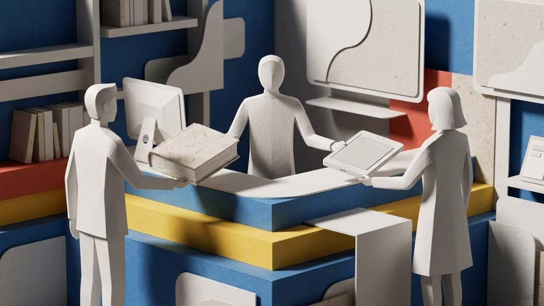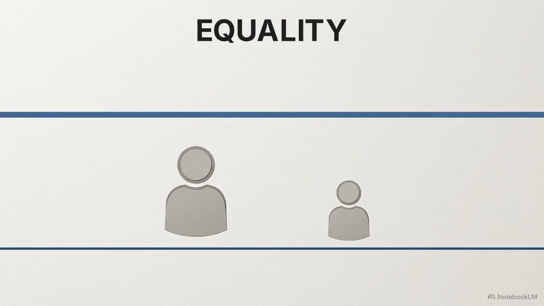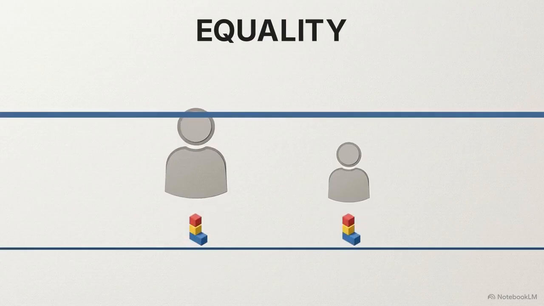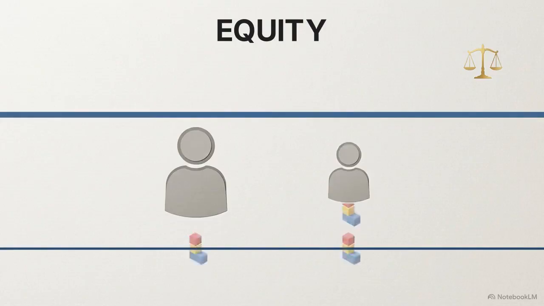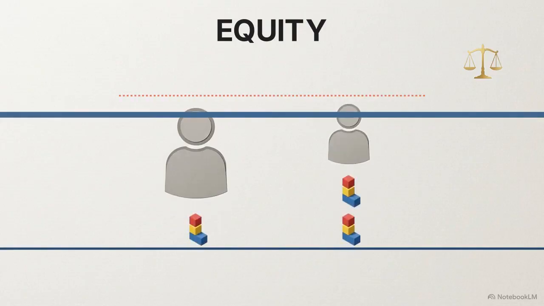While UDL removes cognitive barriers, the second pillar, equity, addresses the imbalances of power and access to resources. There is a vital distinction between equality and equity. Equality provides the exact same resource, regardless of starting point. This fails, ignoring diverse conditions. Equity, however, provides precisely what each learner needs to reach a successful outcome.